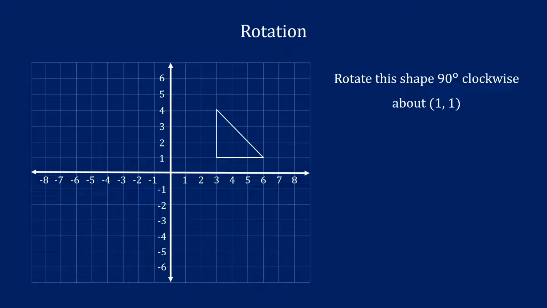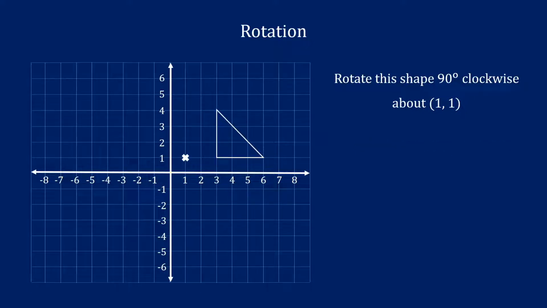Alright, let's go. Rotate this shape 90 degrees clockwise about 1, 1. So there's three pieces of information that are important here. The first one is about 1, 1. What does that mean? That means that 1, 1 is your center of rotation. So 1, 1 is the point where the rotation is going to start from. So I'm going to put that on my graph, 1, 1 over there.